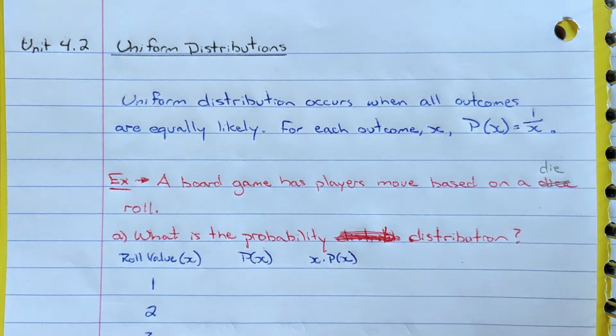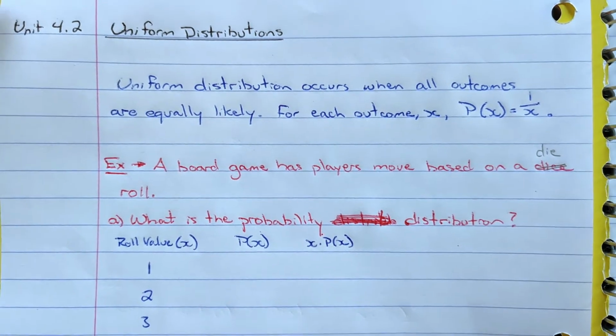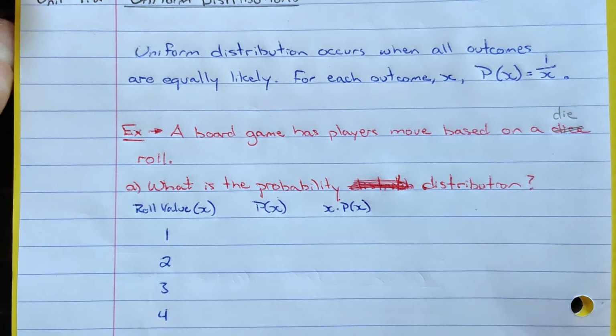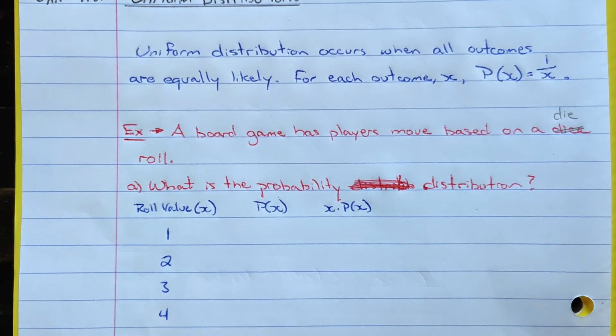So in our example here, note the correction. I did say dice, and I probably should have said die, because I meant to do 1 singular die, not 2. A board game has players move based on a die roll. What does the probability distribution look like?